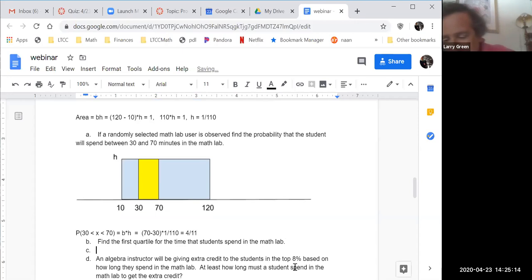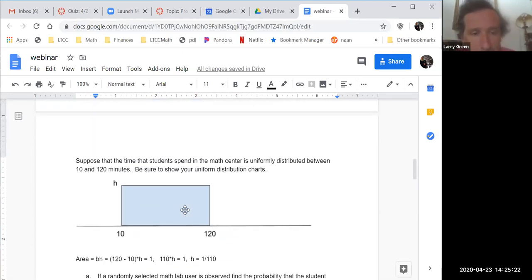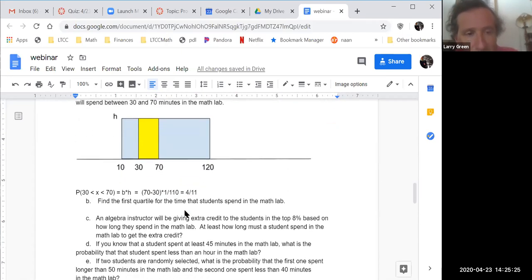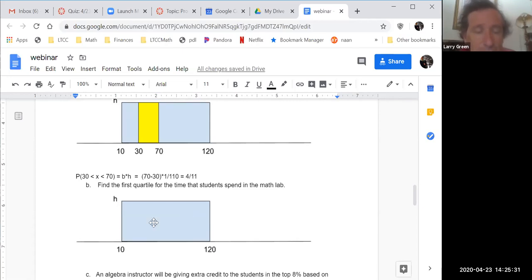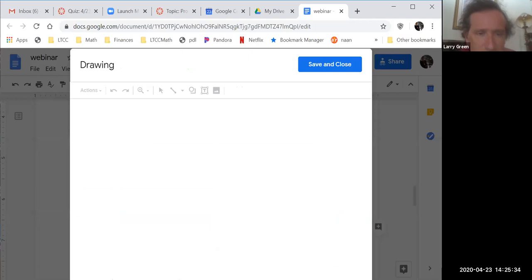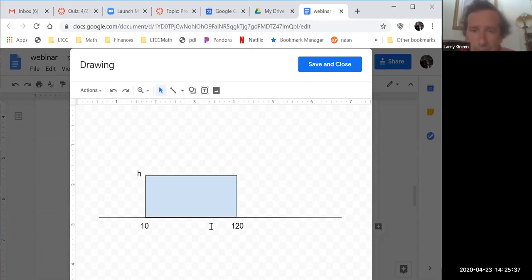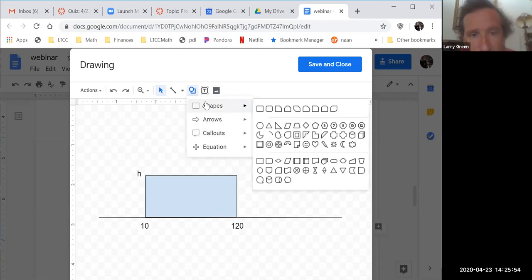Okay, let's look at part B. Find the first quartile for the time that students spend in the math lab. So now what I'm going to do is I'm going to go back to my original picture and copy it, put it in there. I'm going to draw a picture. So we want to find the first quartile. Who remembers what first quartile means? Yeah, it means 25% chance. The probability is 25% to get below that number.